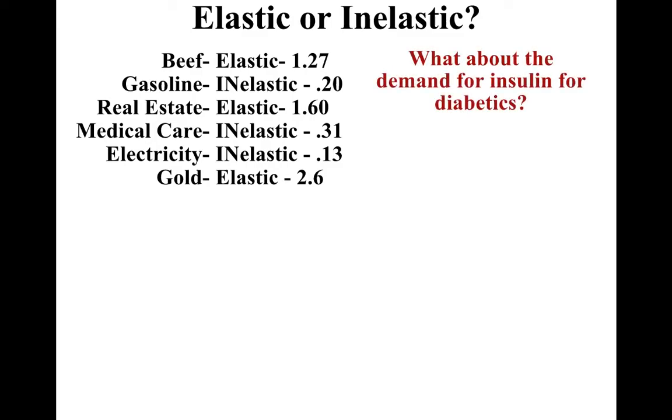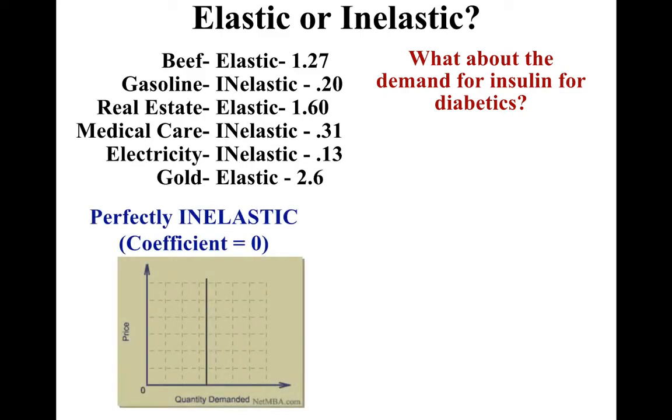We've talked about this in class, but what about the demand for insulin for diabetics? That is an example where the coefficient is 0, and it is perfectly inelastic. So you can see it's a vertical line. So no matter what the price, you need insulin if you're diabetic, and there's not more diabetics in a snapshot in time, so the quantity demanded stays the same.